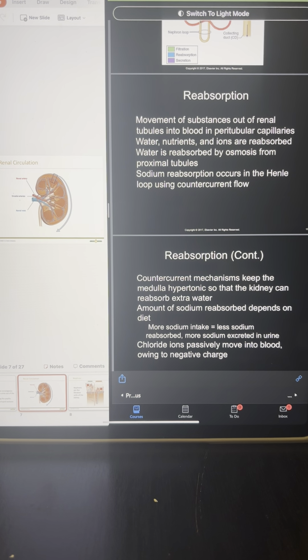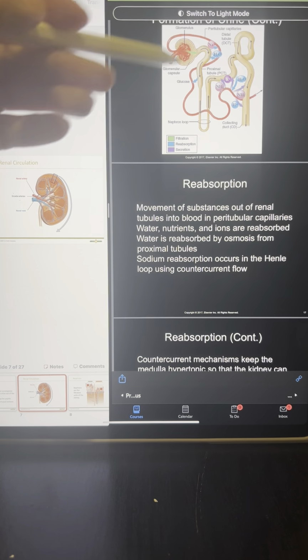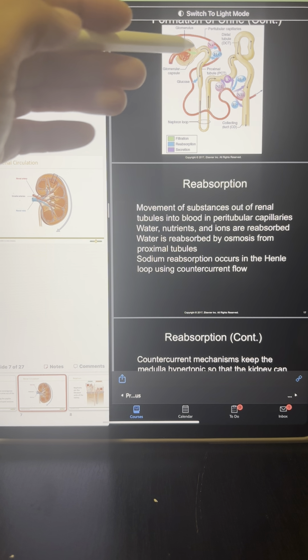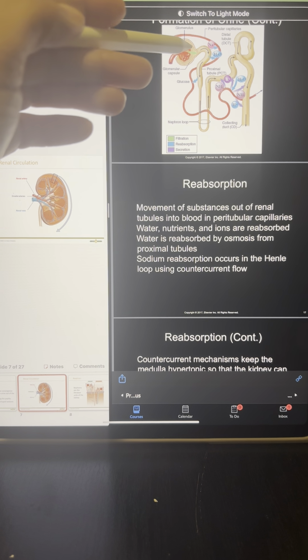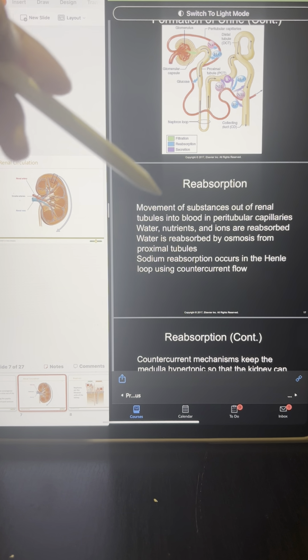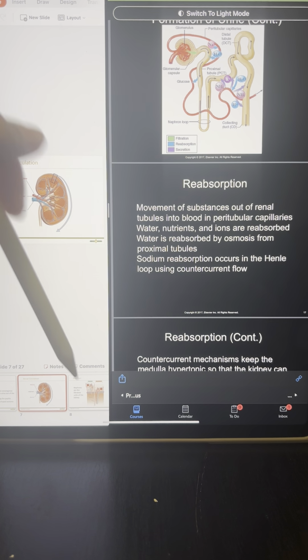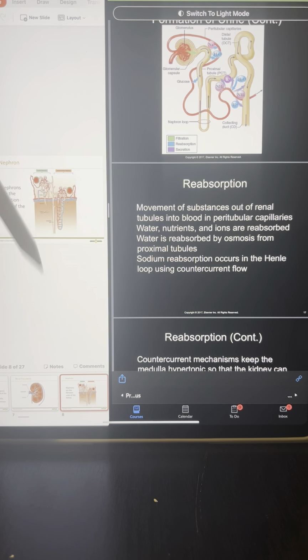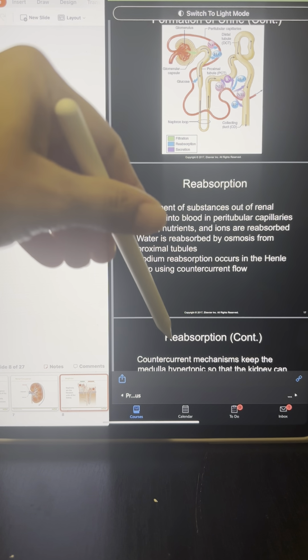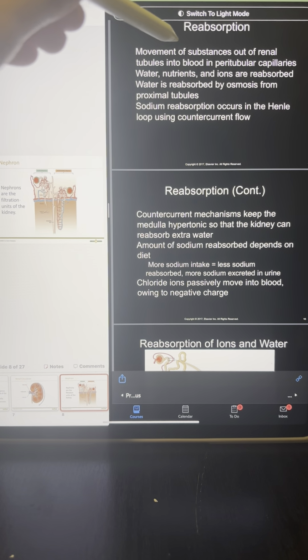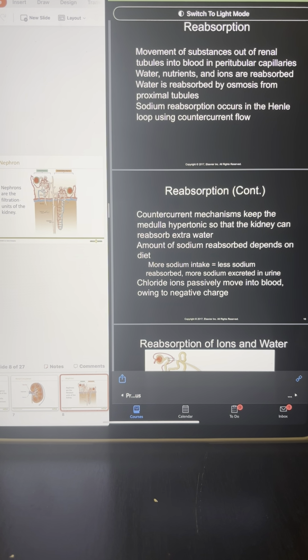Movement, so reabsorption. After we've pushed everything out, now our body has pushed everything out and then decides what do we need to take back. That's reabsorption. Movement of substances out of the renal tubules into blood, into peritubular capillaries, which is all these surrounding the tubes. All of those surrounding the capillaries. Water, nutrients, and ions are reabsorbed.